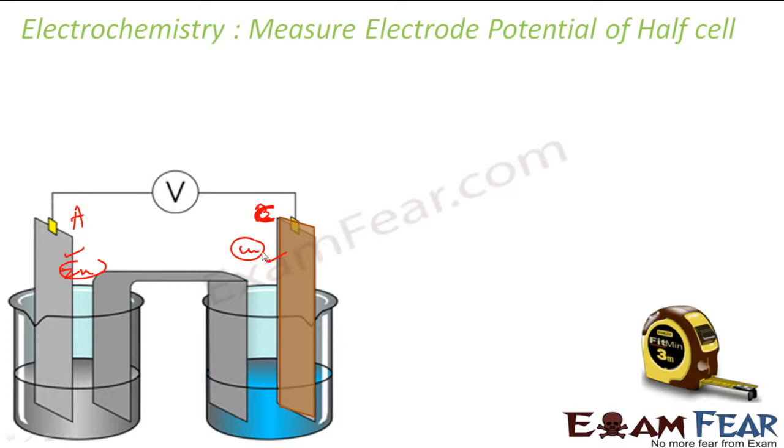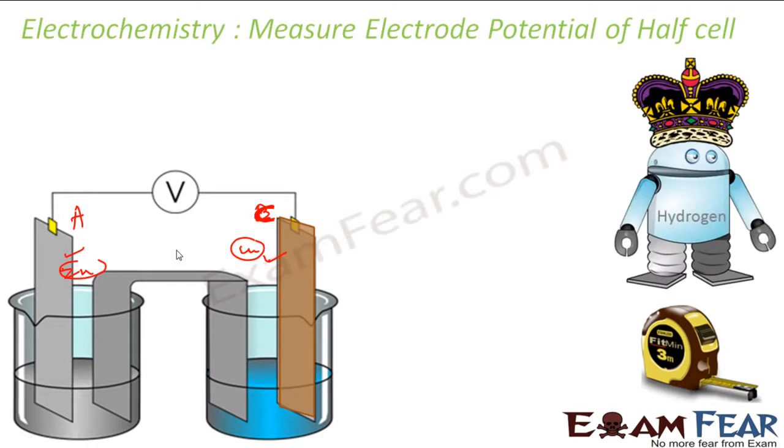But the trick is, how do we know this first value? At least there should be a first one, right? The one whose value I know becomes a base, and from that we can find out the other values. So if we know the potential of one, then we can find the potential of another. But how to find the first one? Now hydrogen will come as savior. Hydrogen told, okay, I'll save you guys.